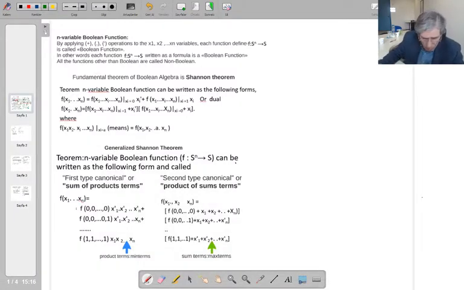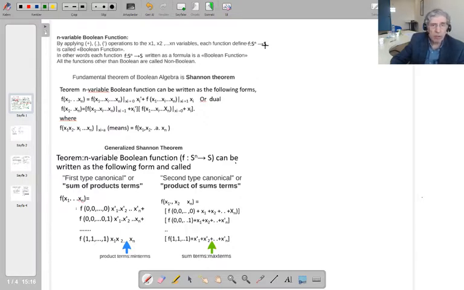So let's start with the n-variable Boolean function. That's the definition, of course. By applying plus, multiplication and complement operations to the x1, x2, ..., xn variables, each function defined from S to the power n to S is called a Boolean function. Another way of saying it: any function that you define from S to the power n to S is a Boolean function if you can write it as a formula.